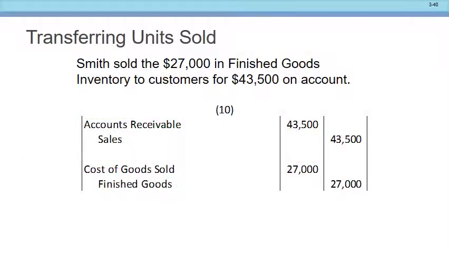Okay, and there you see the journal entry, just like 101A now. As we sell those items, we set up this receivable, the sale, and we go ahead and debit our cost of goods sold, credit the finished goods.